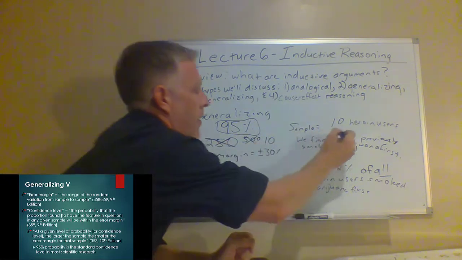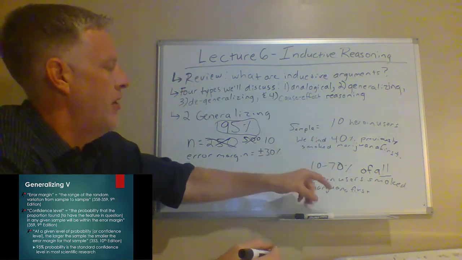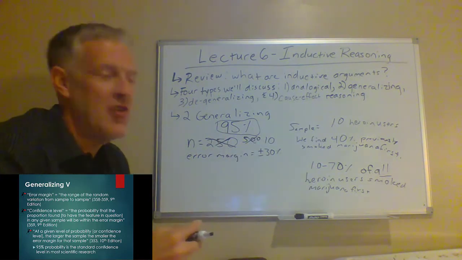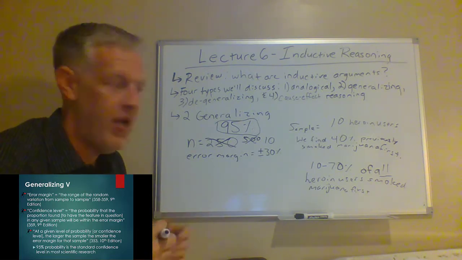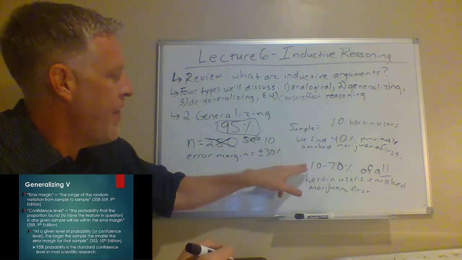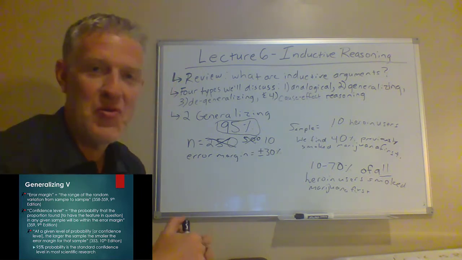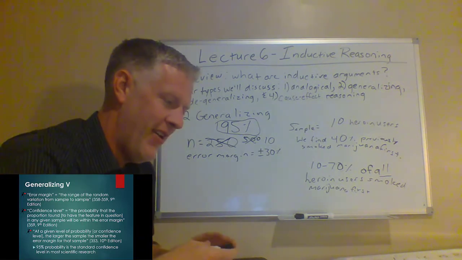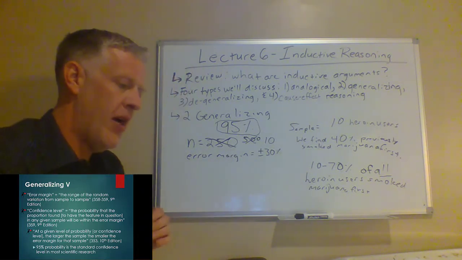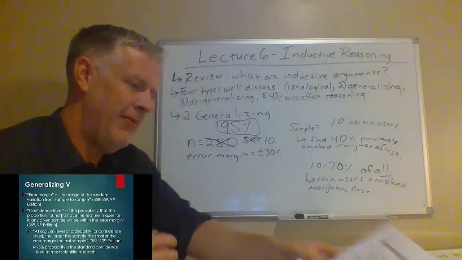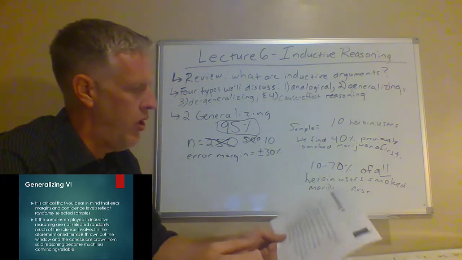Let's change that to 40. We could still infer something, it's just that what we can conclude from it is something we're not nearly as confident about. We could say we're 95% sure that 10 to 70% of all heroin users smoke marijuana first. That is a huge range, probably not something we'd even want to utter. So anyway, that's an example. Hopefully that helps clarify the concepts detailed on slides 13 and 12.